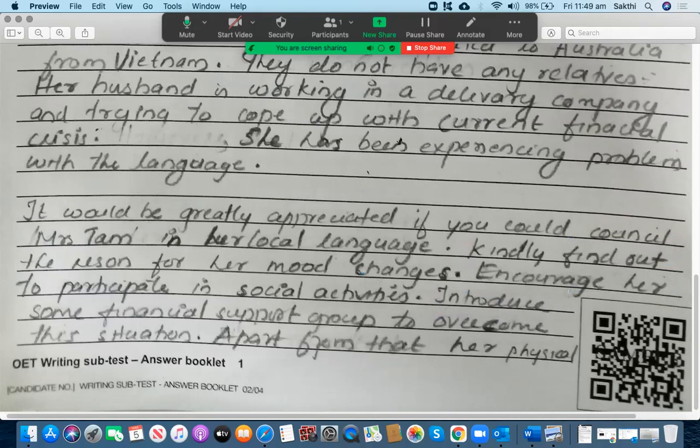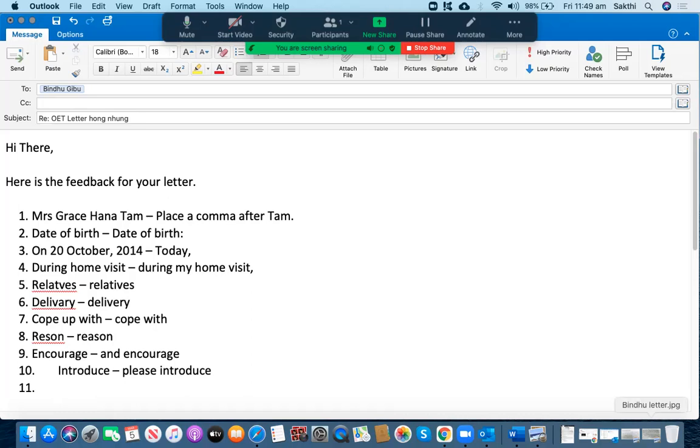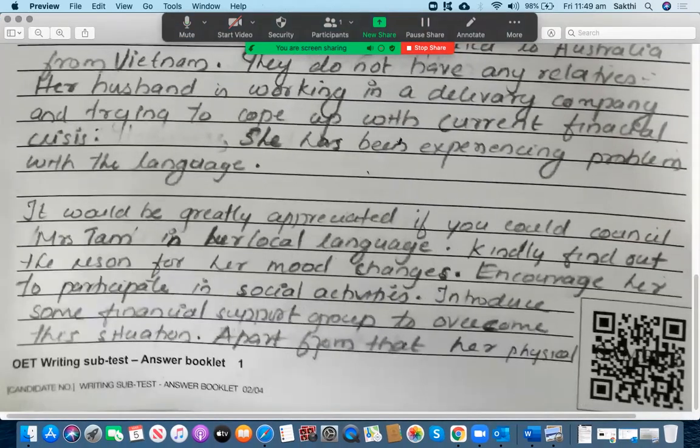So instead of writing down "introduce some financial support to overcome the situation", what you could have done is you could have mentioned, instead of writing just "introduce", it seems to me informal. So it's better to write down "please introduce". Okay, sorry, must be here. Please introduce. Okay, and then the remaining things are good.